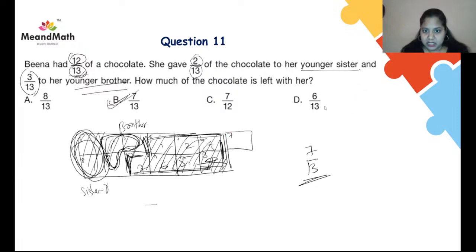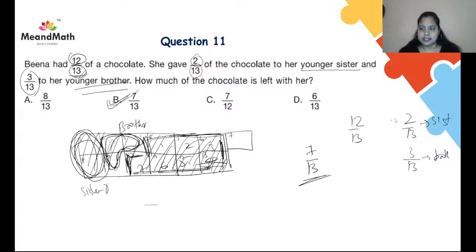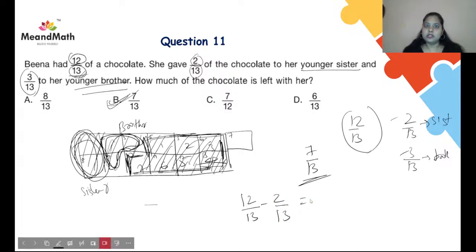So the question means we have, out of 12 by 13, 2 by 13 is given to the sister, and 3 by 13 has been given to the brother, right? So we have to remove 2 by 13 and we have to remove 3 by 13 out of 12 by 13, right? So we are subtracting. First 12 by 13 minus 2 by 13, right? Which gives us 10 by 13.